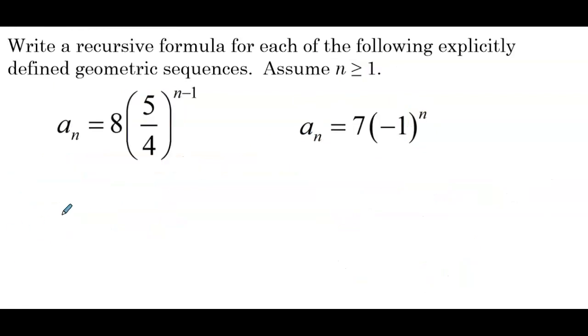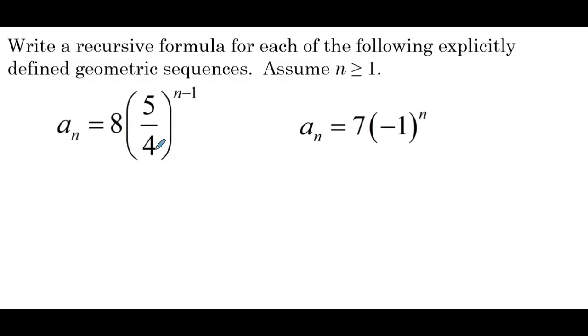Write a recursive formula for each of the following explicitly defined geometric sequences. Assume n is greater than or equal to 1. Our first sequence is a sub n equals 8 times 5/4 to the n minus 1. This is exactly the form that we've been working with.